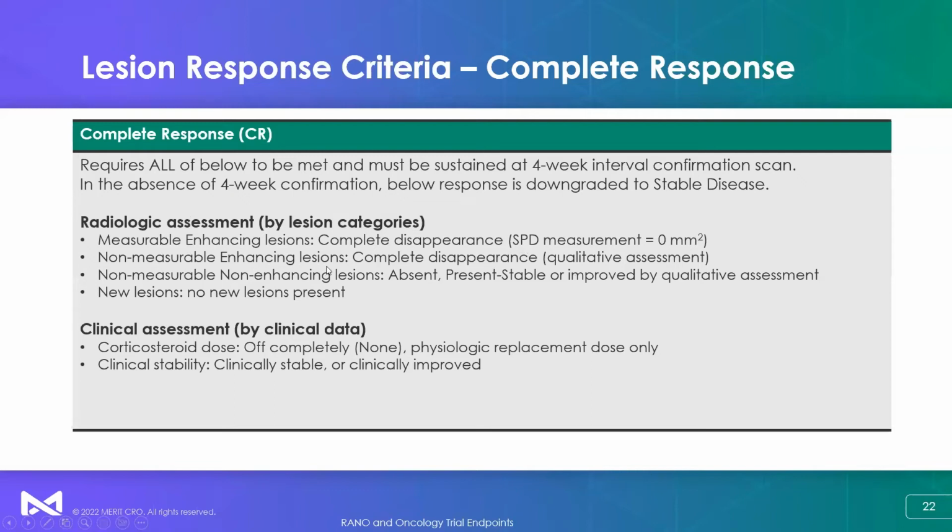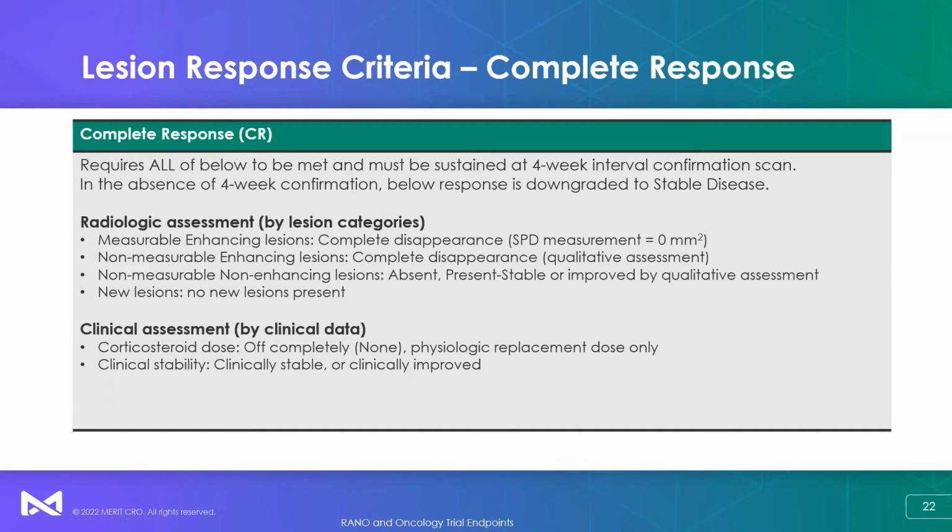Non-measurable enhancing lesions should also completely disappear, meaning all absent by the qualitative assessment. For the non-enhancing lesions, either they can be completely gone, or stable or improved by a FLAIR sequence, which is possible for getting a CR as long as the rest of the criteria are met. Of course, no new lesion should be present.